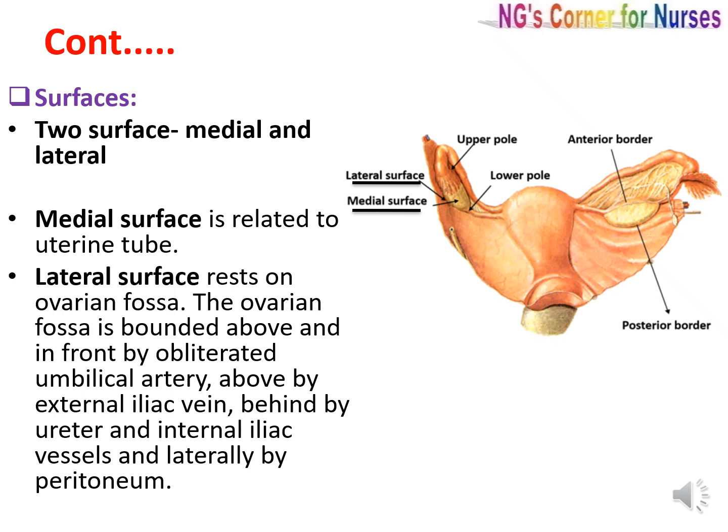Next is surfaces. There are two surfaces, medial surface and lateral surface. Medial surface is related to uterine tube and lateral surface rests on ovarian fossa. The ovarian fossa is bounded above and in front by obliterated umbilical artery, above by external iliac vein and behind by ureter and internal iliac vessels and laterally by peritoneum.